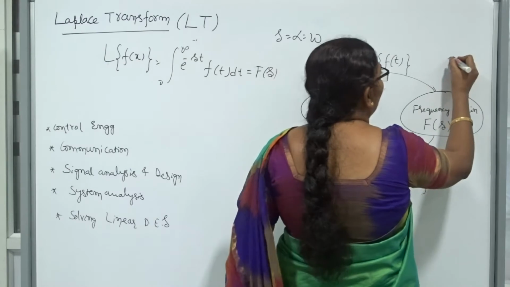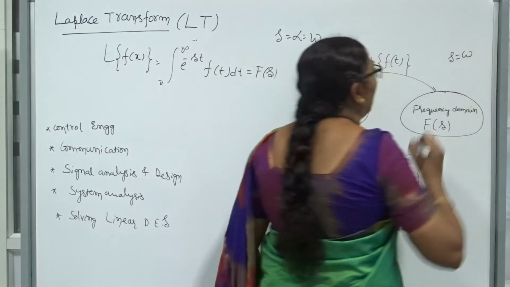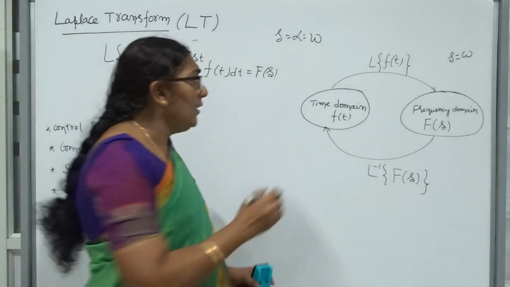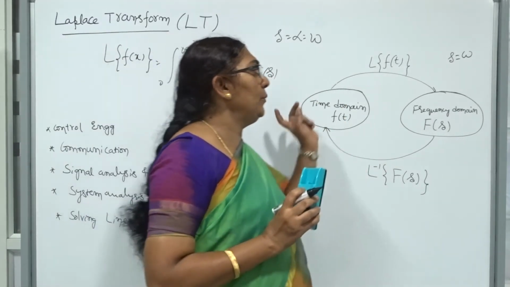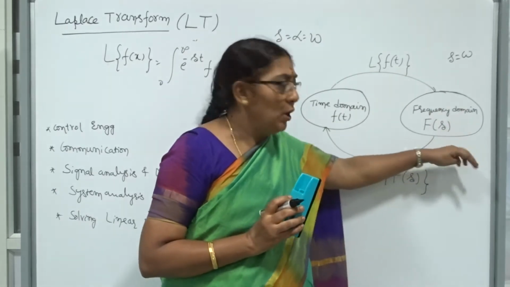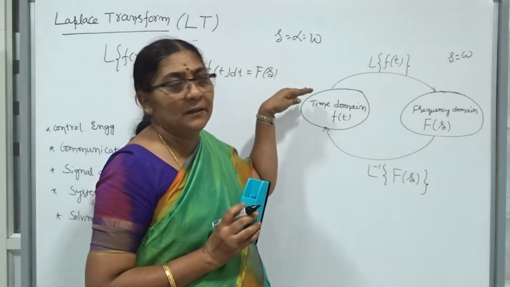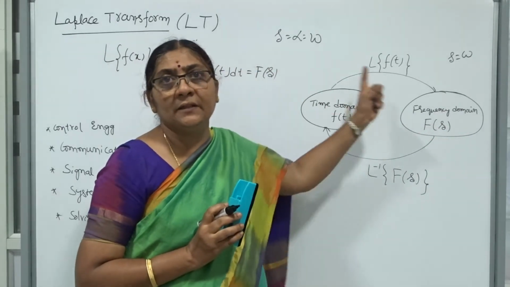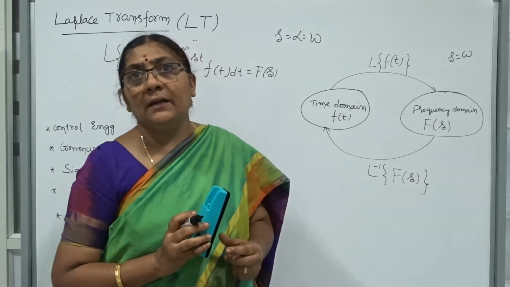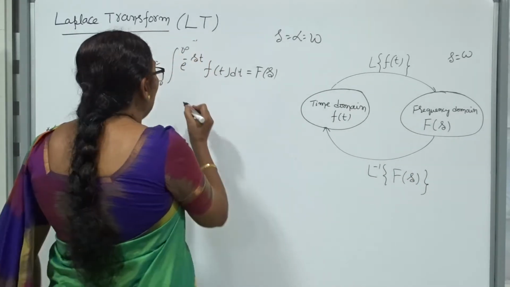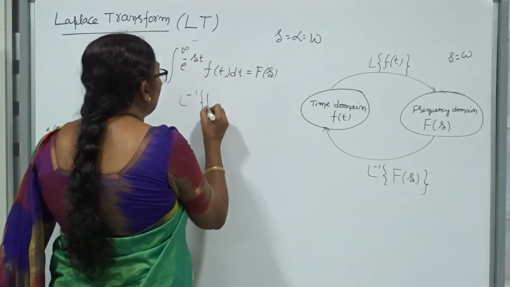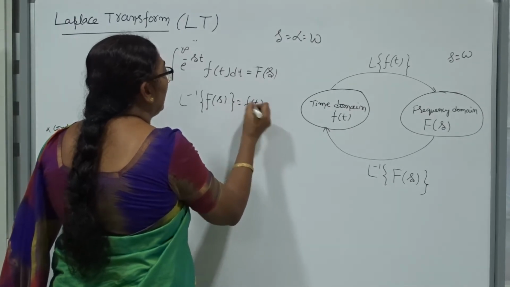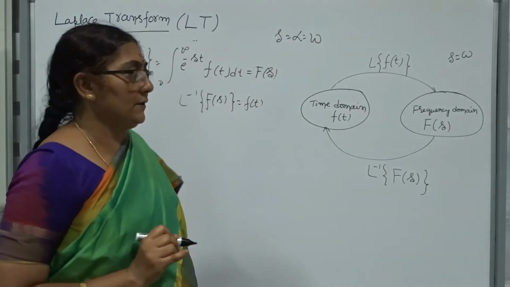In mathematics we take s, but in your optional book they are going to consider omega. That is nothing but the frequency domain. Once you apply the Laplace transform, the time domain is converted into what? Frequency domain. Once you apply the inverse Laplace transform on the frequency domain, that gives us the time domain. This is nothing but the pictorial representation of the Laplace transform. Therefore, L inverse of F of s gives rise to our time domain function f of t. That's why we have considered t in the mathematics also.